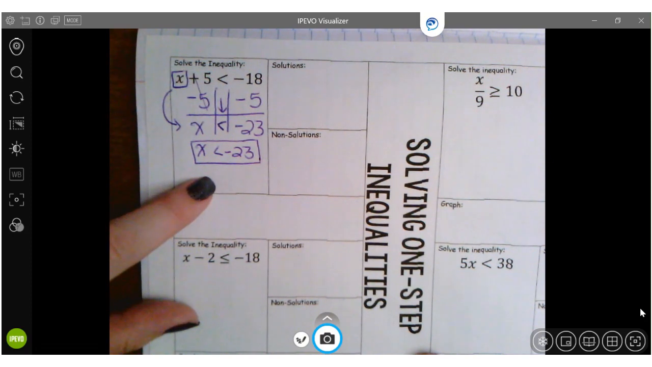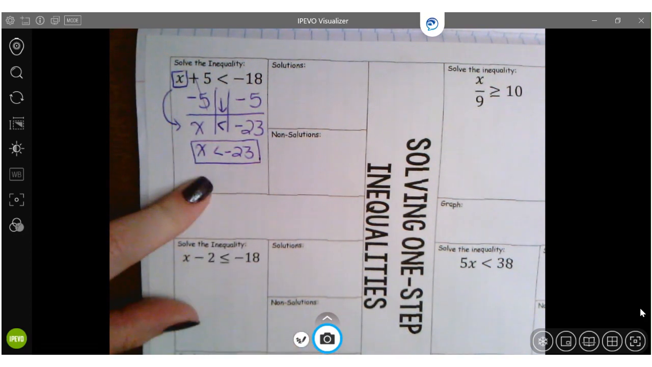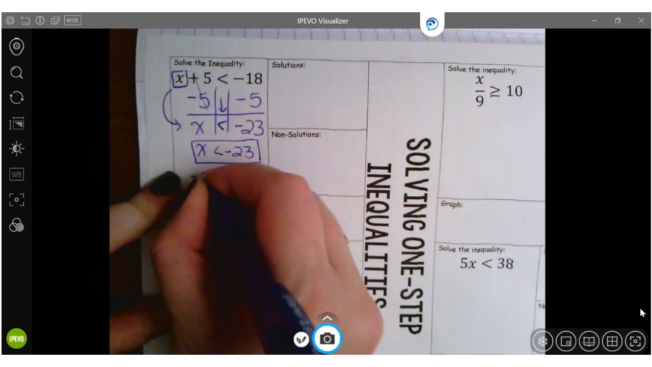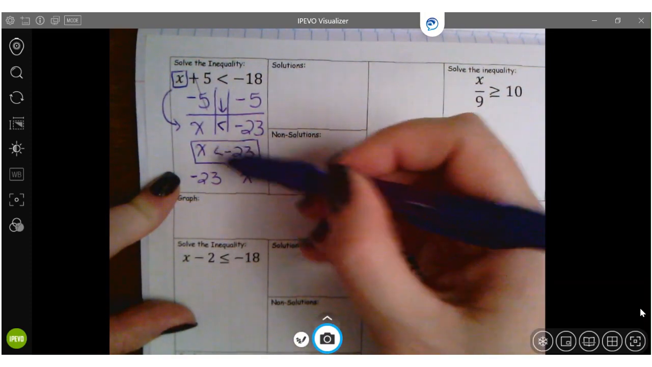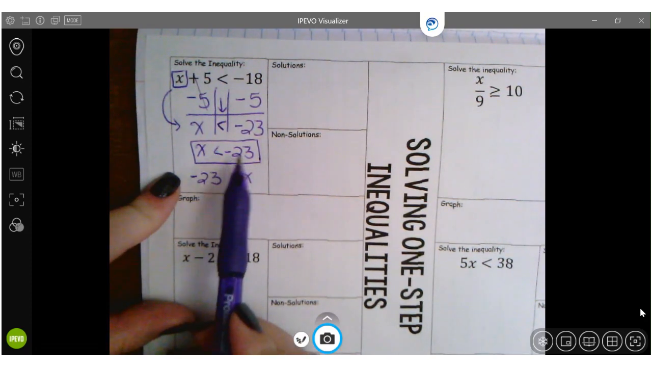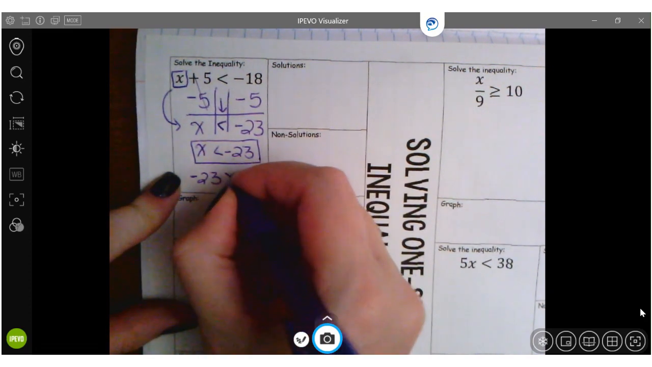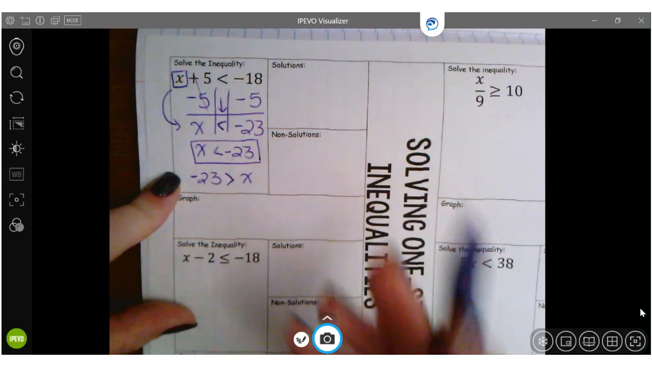Now, another way that I could write this, remember we do want to make sure we know how to flip the inequality around. This would be the version I want to use to graph it because my variable's on the left, but just to make sure we're comfortable with flipping our inequality, I could write the negative 23 on the left, the x on the right, and then I would have to flip my inequality symbol. So if it's chomping the negative 23, when I flip it around, it would still have to chomp the negative 23. So if x is less than negative 23, that means negative 23 has to be greater than x.